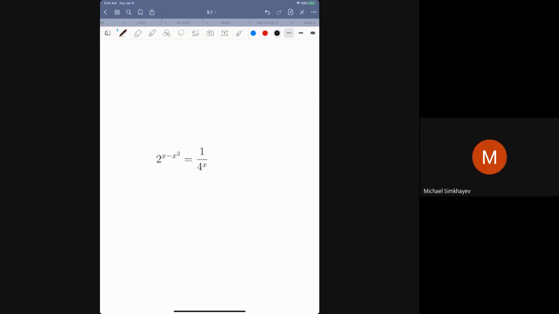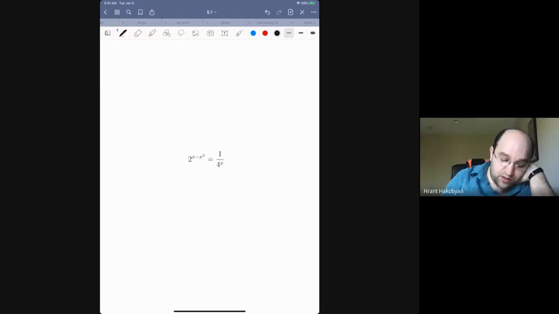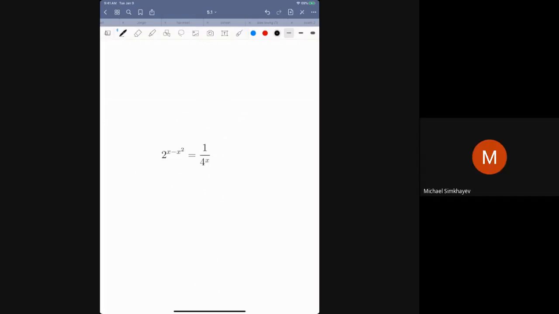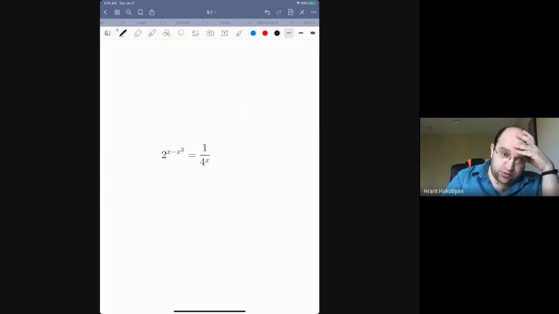How do you know which side to work with? Well, I can write 4 as a power of 2. I cannot write 2 as a power of 4. I can, but it would make it more complicated. So do you think working with the left side would be better, or the right hand side you want to rewrite?